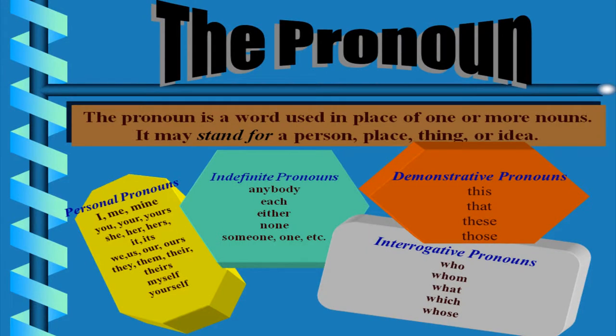Personal pronouns may be classified by person, number, and case. Indefinite pronouns refer to one or more unspecified persons or things. Demonstrative pronouns often distinguish their targets by pointing or some other indication of position. And interrogative pronouns ask which person or thing is meant.